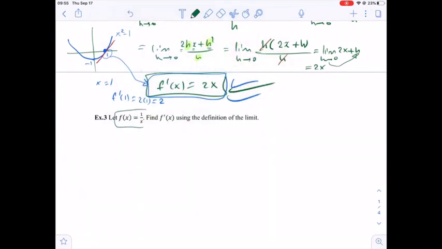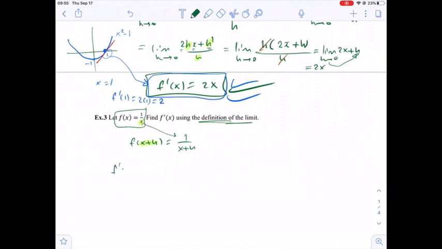Now let's solve another problem. We have the function f of x equals 1 over x. We want to use the definition to find the derivative. So let's find f of x plus h first. Now all we need to do is to plug this here. So we write, instead of x, we have x plus h. So this is 1 over x plus h.